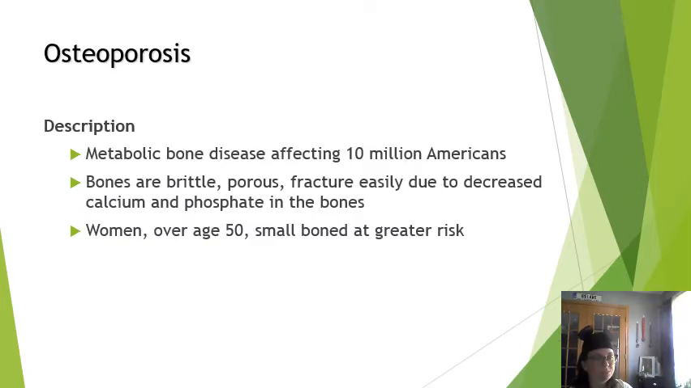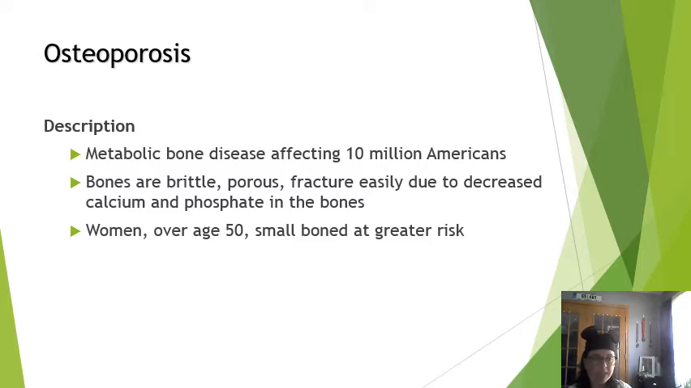All right, osteoporosis is a metabolic bone disease affecting 10 million Americans. Bones become brittle, porous, and fracture easily due to the decreased calcium and phosphate in the bones. Typically, this is seen in women over the age of 50. This can be attributed to the decrease in production of estrogen in later age.